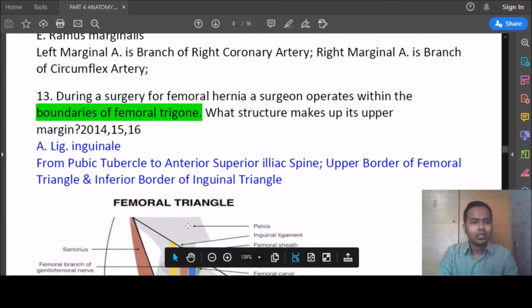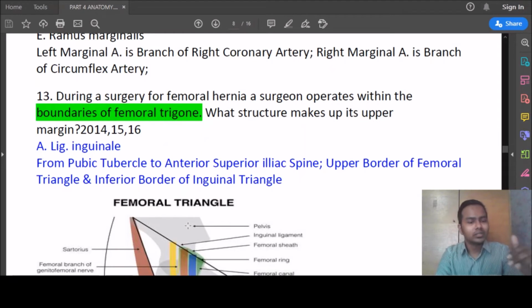Second question. During a surgery of a femoral hernia, a surgeon operates within the boundaries of a femoral triangle. What structure makes up its upper margin? That is the inguinal ligament. I have also uploaded a video on the femoral triangle.